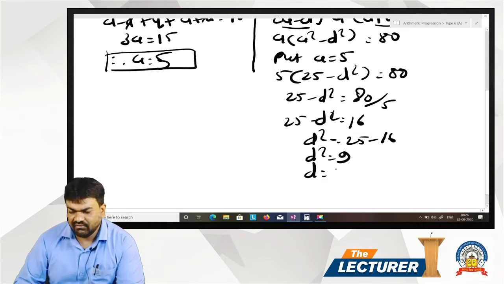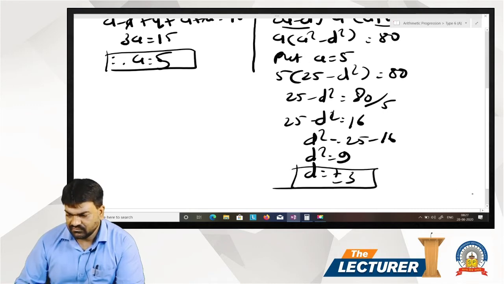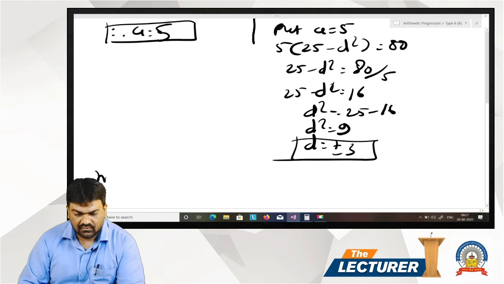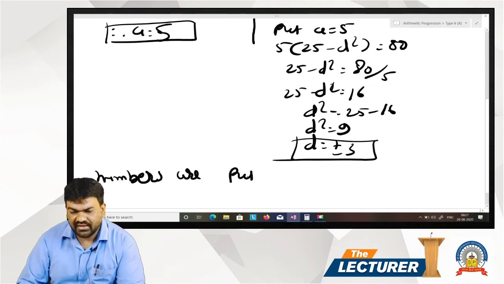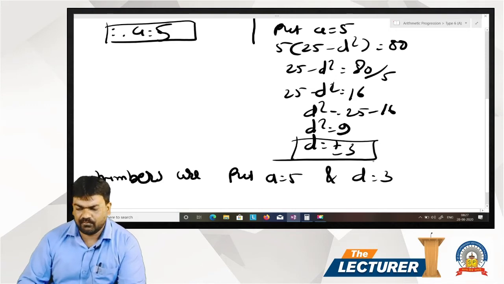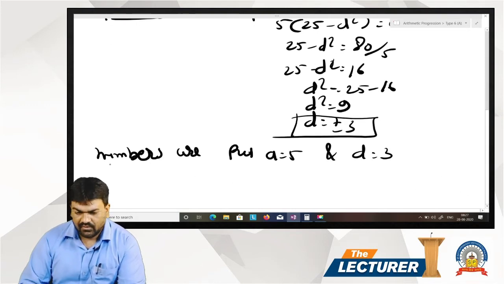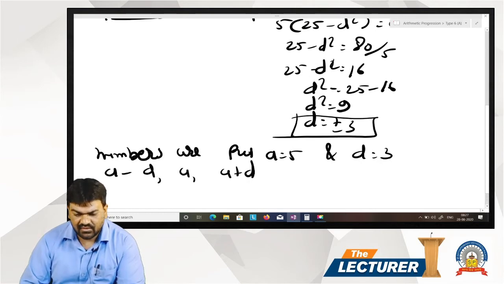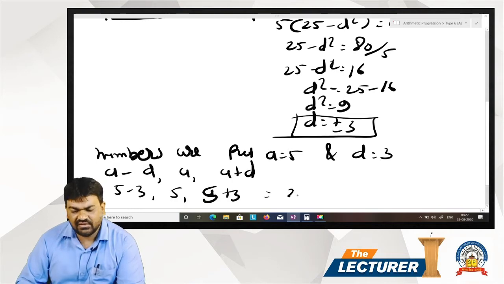So d is equal to plus or minus 3. Put a is equal to 5 and d is equal to plus 3. So a minus d, a plus d: 5 minus 3, 5 plus 3. 5 minus 3 is 2, 5, 8.